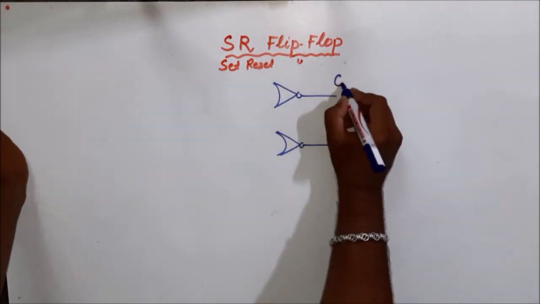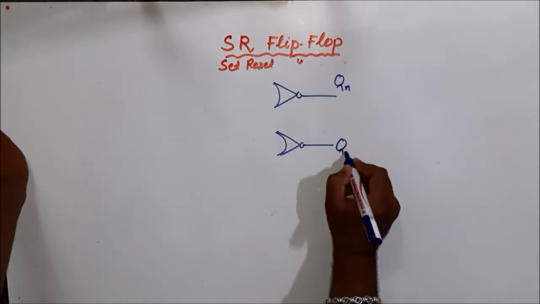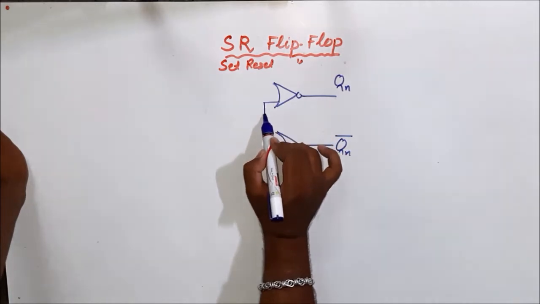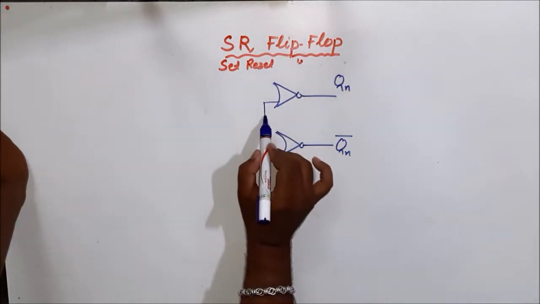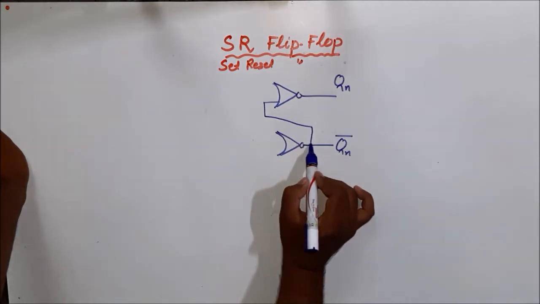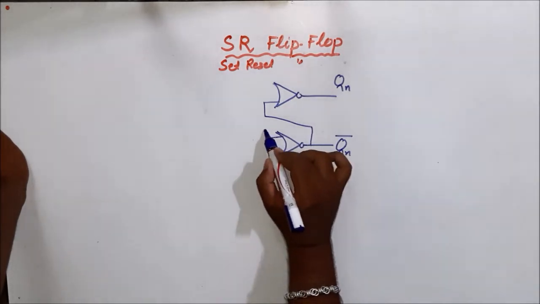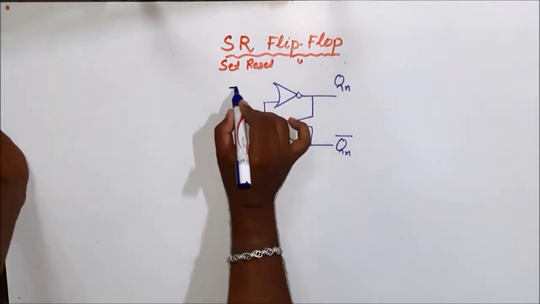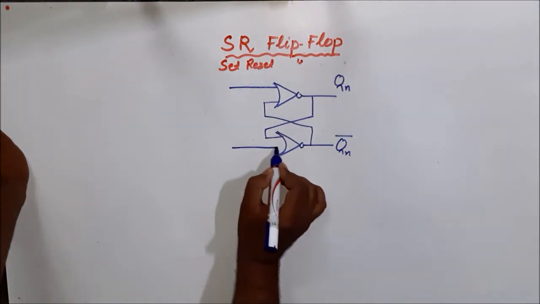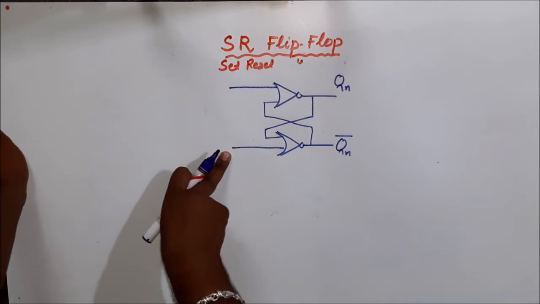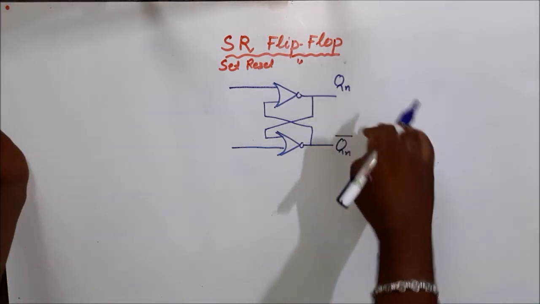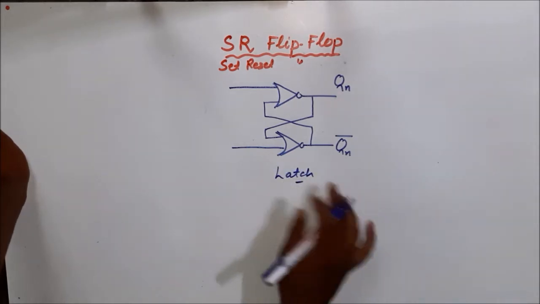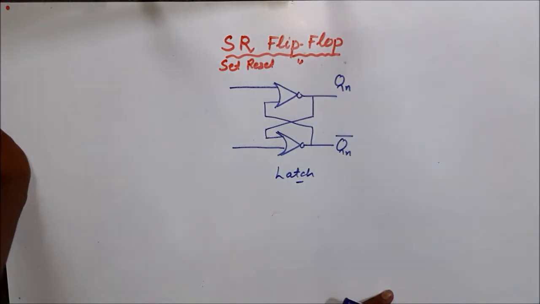Let's name them Qn and Qn complement, and one input of each gate will be equal to the output of the other gate. Similarly here, like this. So we say that these two lines are S and R, and here we have Qn and Qn complement. This is nothing but the latch. Now we are studying the flip-flop. A flip-flop is a clocked latch.